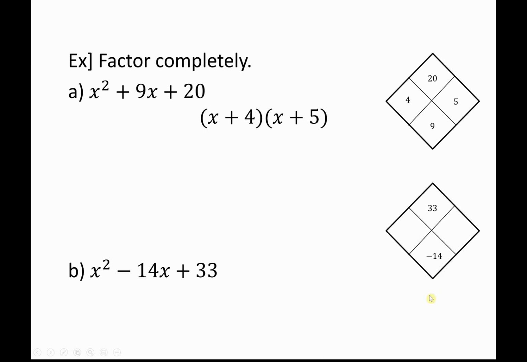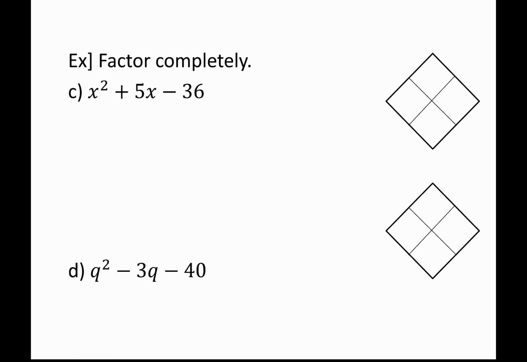There's a lot happening here. But it looks like negative 3 and negative 11 will fit the bill, right? They'll multiply for a positive 33 and they'll add to a negative 14. So go ahead and write the factored form as x minus 11 times x minus 3 for example B. Okay, moving on. More examples.